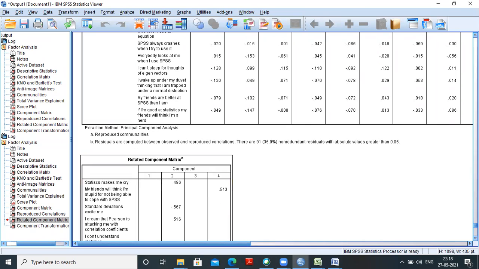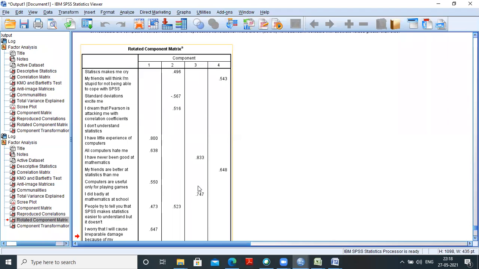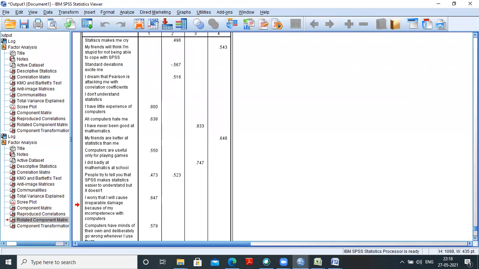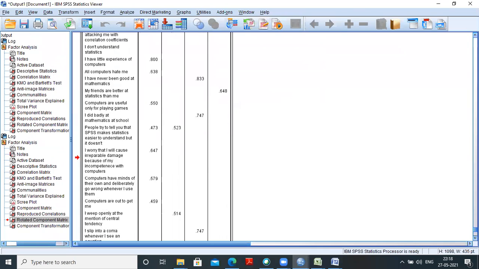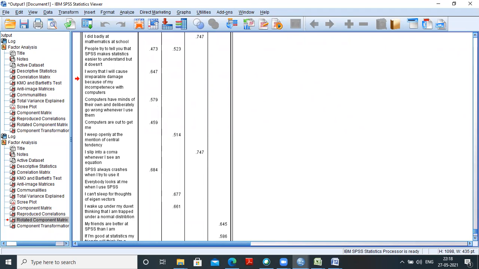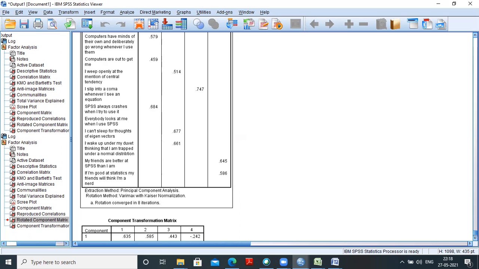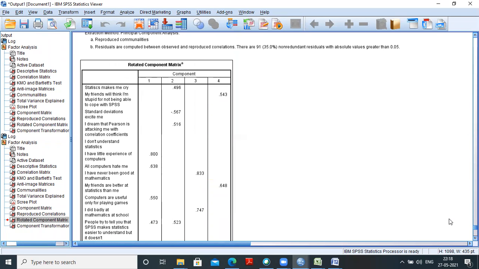Then coming to the third component, now here: I have never been good at mathematics. I did badly at mathematics at school. That means these statements are related to difficulty in understanding mathematics, right? These statements are related to mathematics. The next is like this: I slip into a coma whenever I see an equation. Again, a mathematical statement. I did badly at mathematics at school. Again, a mathematics statement. That is component 3, which explains difficulty in understanding mathematics.